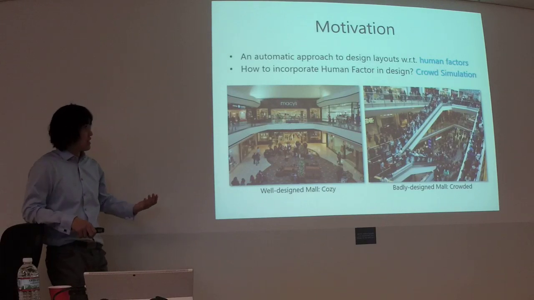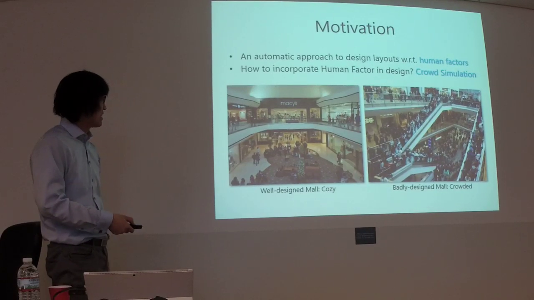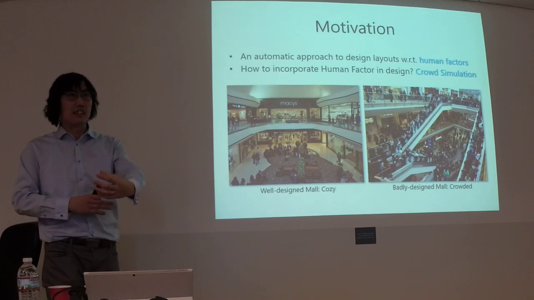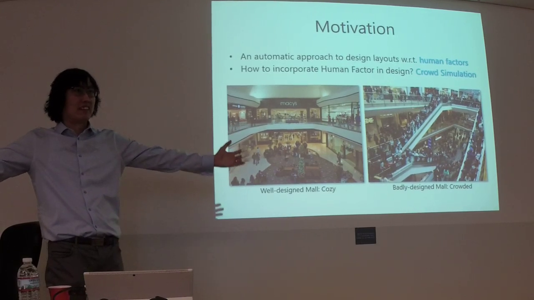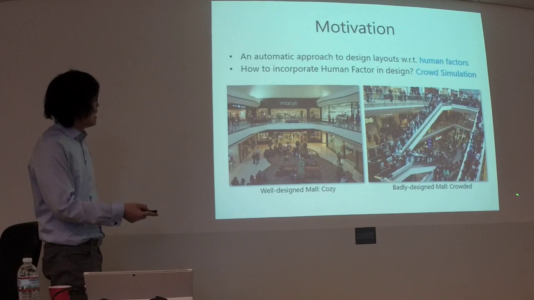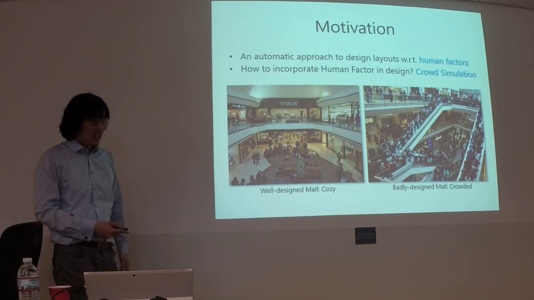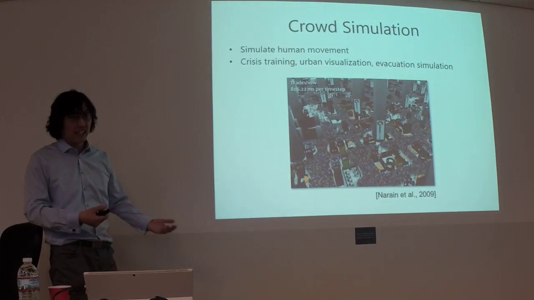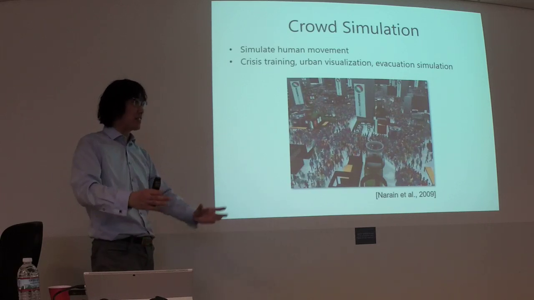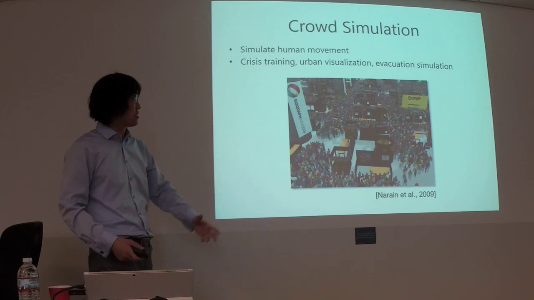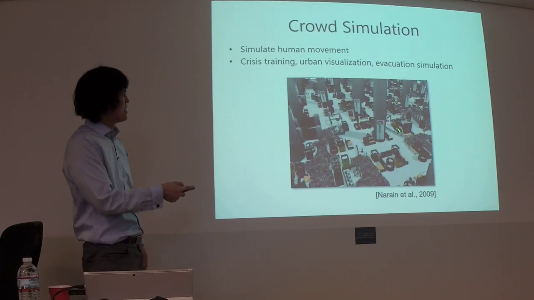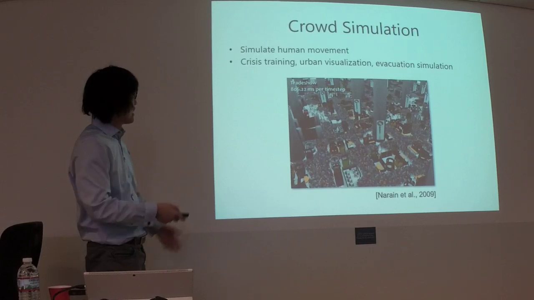So we would like to incorporate human factors, but how can we do that? One very trivial solution is to incorporate crowd simulation as an evaluation tool to reason about whether this layout is good or not. If it is not good, then I will modify it until it is good. Crowd simulation has been used for architectural design and visualization. You have a layout already, you can run crowd simulation and test which areas of the layout are good or not. It's also used for visualization, crisis training, and other things.